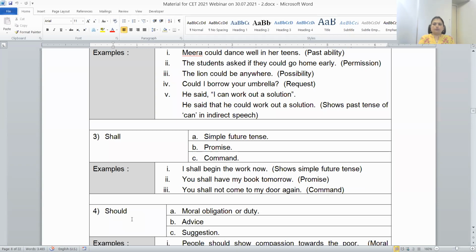You shall not come to my door again. Children, command. You're very angry with somebody. So tell that person, you shall not come to my door again. So your shall is performing the function of command.